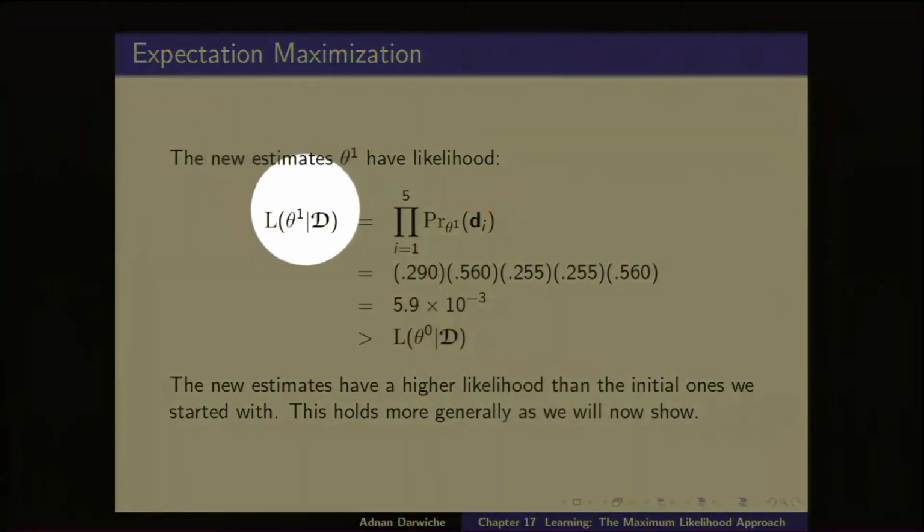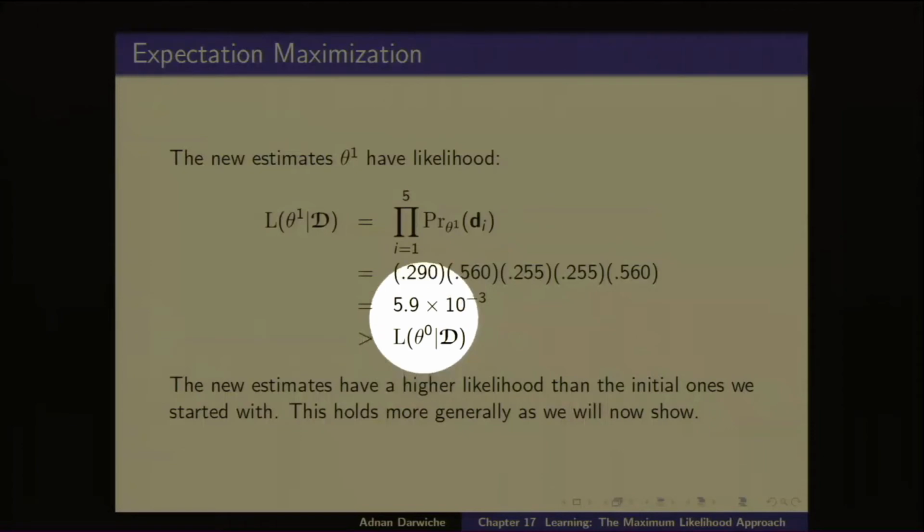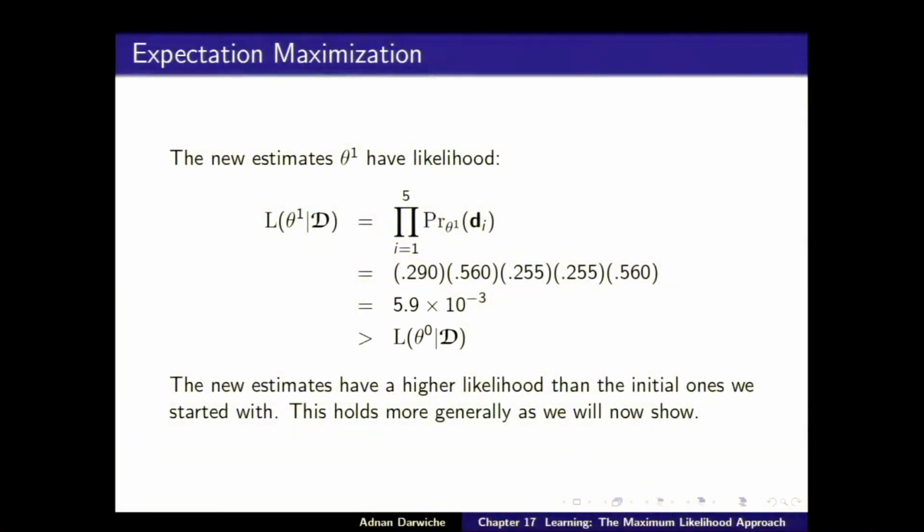Earlier, we computed the likelihood of theta 0. Now we're going to compute the likelihood of theta 1. Same story: you go over the examples, compute the probability of each example, and take their product. You get this, which is actually greater than the likelihood of theta 0. That is not completely accidental. In fact, with this method, the new likelihood cannot be smaller than the previous one. You get a guarantee that it is either better or the same.